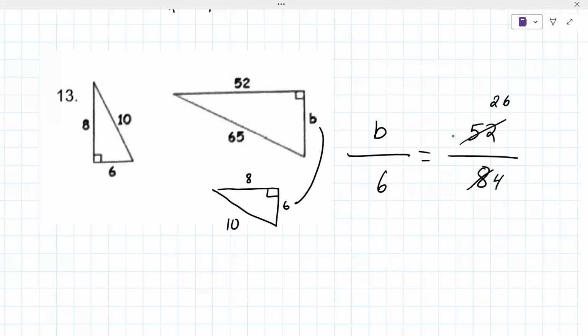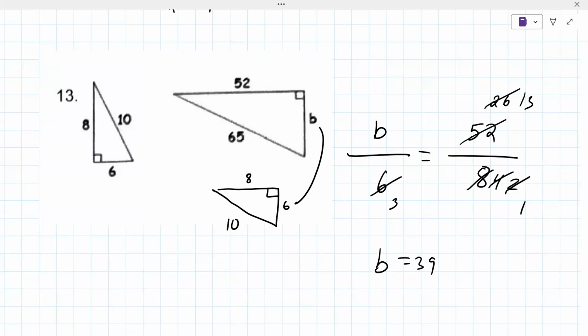Yeah. It makes it so much easier. Three times 13, 39. So B equals 39. I agree.